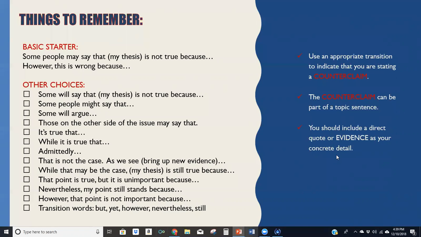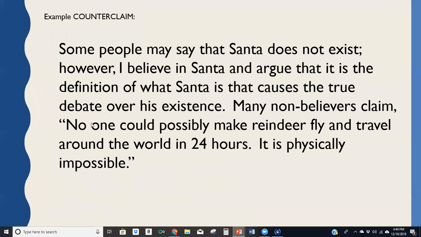And then you generally want to use some kind of quote or evidence as your concrete detail. Now, the Santa one, I actually did look up a quote from someone that might be reliable to try to see what a non-believer might say for Santa, but I just kind of came up with a general statement that most people would say why Santa couldn't be real. So I don't have a direct quote, though I do say what they say and I put it in quotation marks. So again, to go back to my sample, here is our opener, our sentence starter for the counterclaim. Here is the sentence starter, so to speak, for our rebuttal portion.